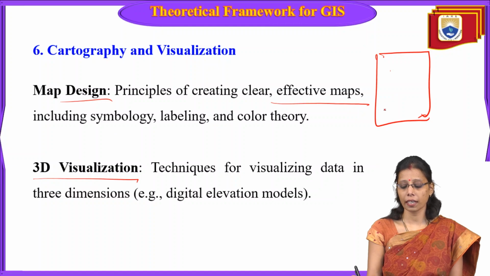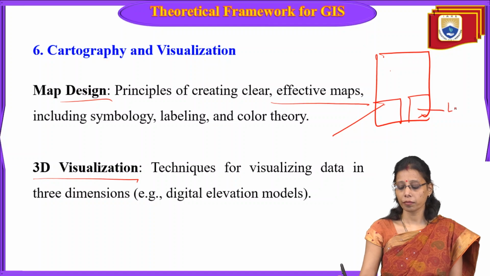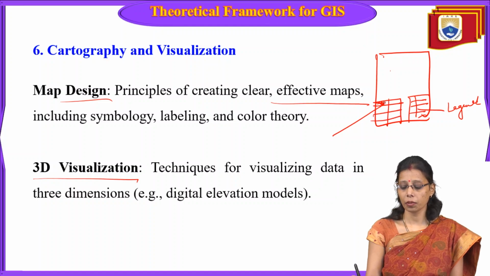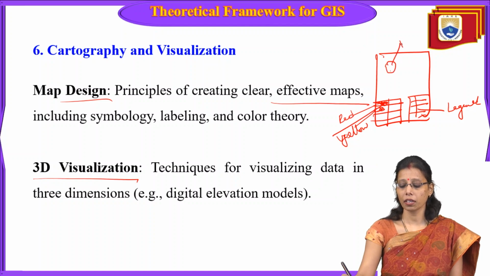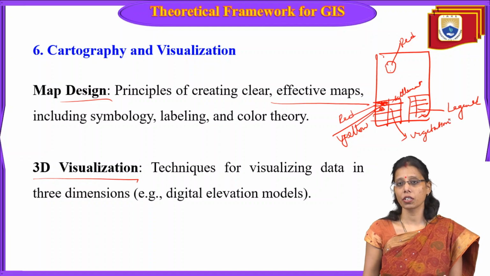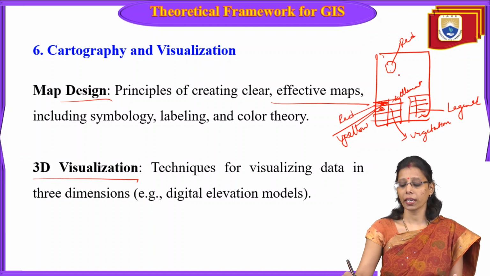For that, symbology is created. What is symbology? Here will be a legend box. In this legend box there will be symbology, like a symbol. For example, this is red color and this is yellow. Wherever you see red, what does it represent? Red means you can write here settlements. Yellow means you can write here vegetation. So it is a legend box which will give you a symbol. Based on the symbol, or the color, you can identify in the map what kind of feature it is.